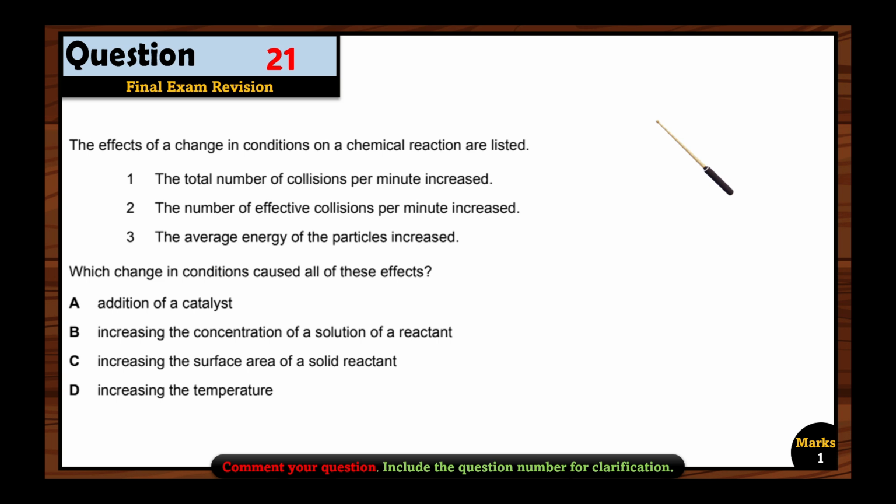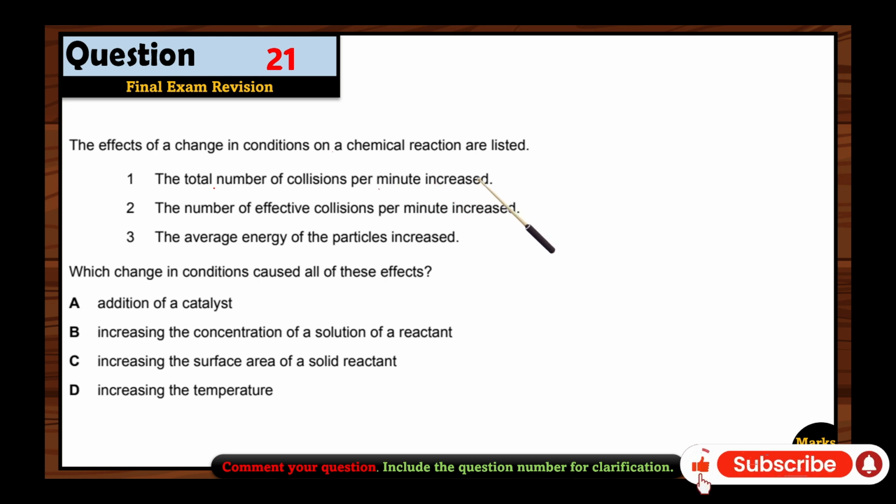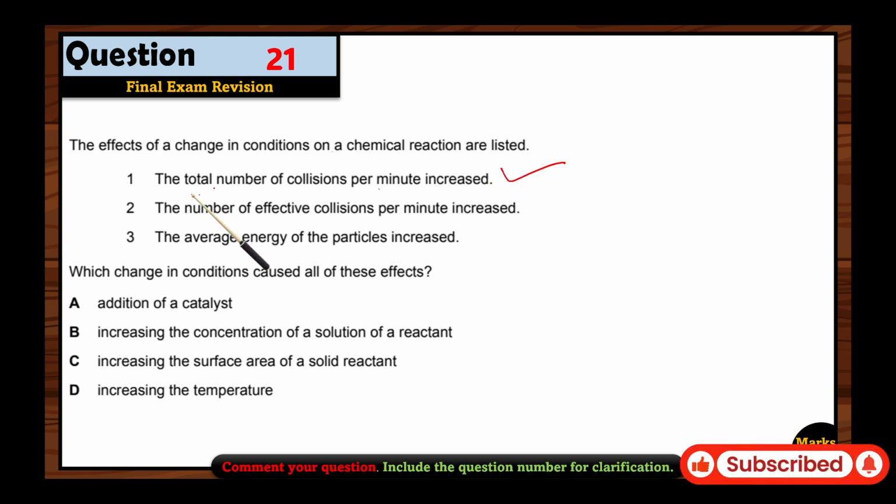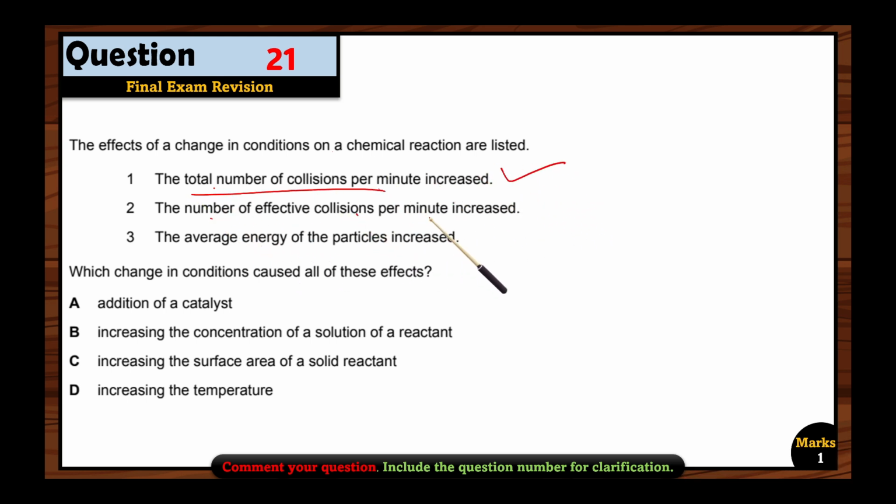Question number 21. The effects of a change in condition on a chemical reaction are listed. First, the total number of collisions per minute increases. Okay. The number of effective collisions per minute increases. Fine. The average energy of the particles also increases. So which change in condition causes all these effects?